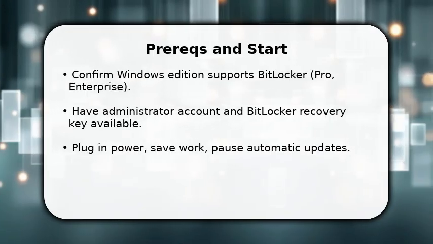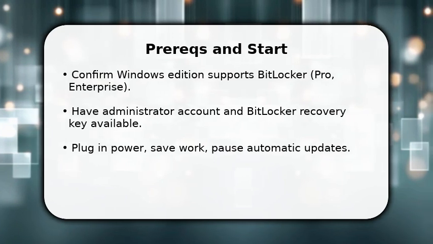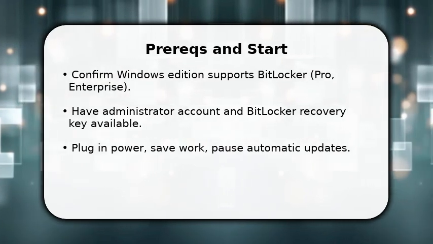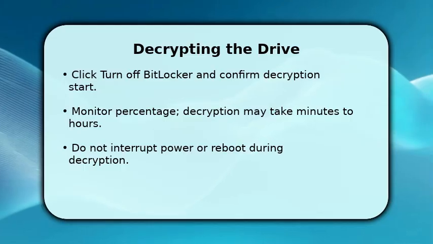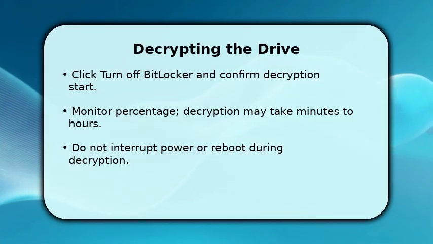Now select the drive you want to decrypt and click the first actionable option, Turn off BitLocker. You'll now execute the decryption and monitor progress. After you click Turn off BitLocker and confirm, Windows begins decrypting the drive and shows a progress percentage.